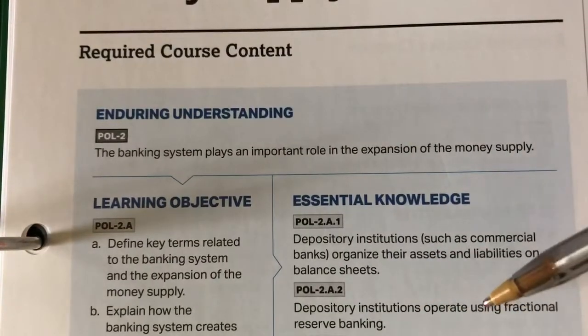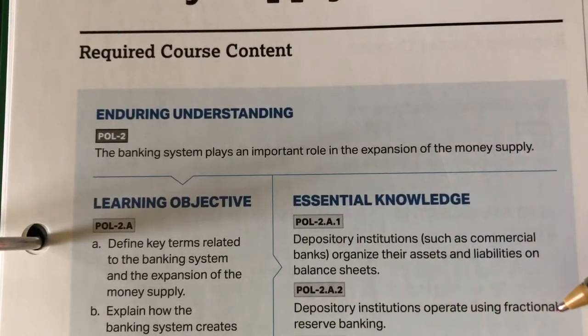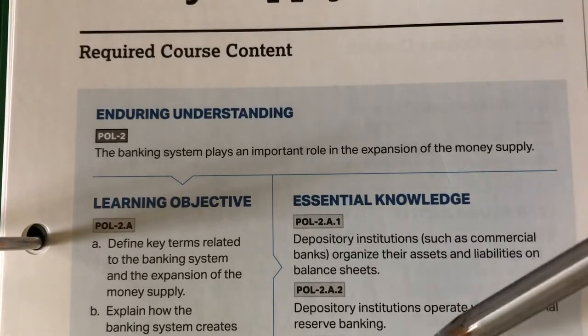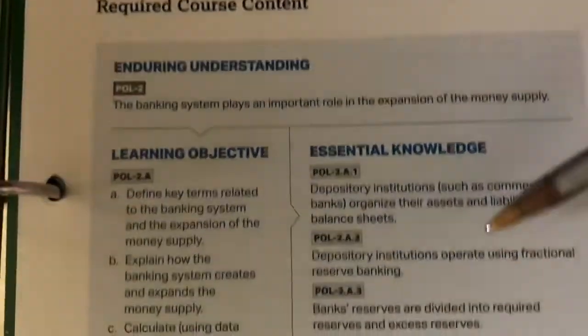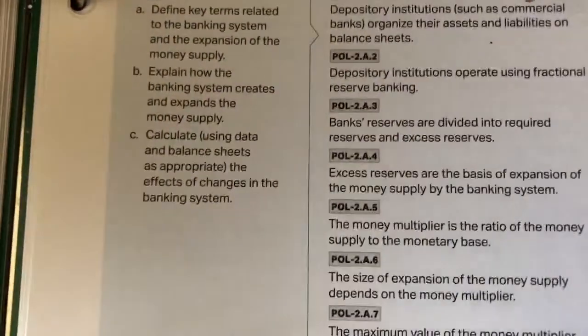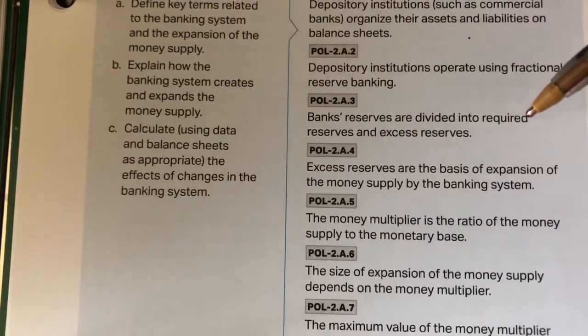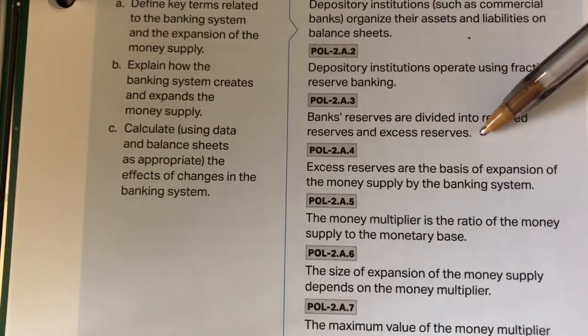So depository institutions operate using a fractional reserve banking system. This is the reserve requirement that the Fed, not the government, comes in and says they must keep 10% of deposits. So if our deposit was $100 times 0.10, they have to keep $10, and they could lend out $90. And so the banks' reserves are divided into required reserves and excess reserves. My required reserve on my $100 deposit was $10. My excess reserve that I can now loan out is $90.